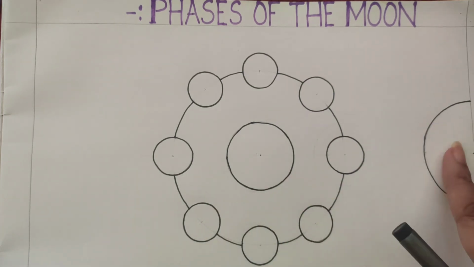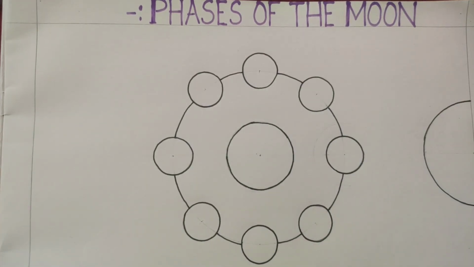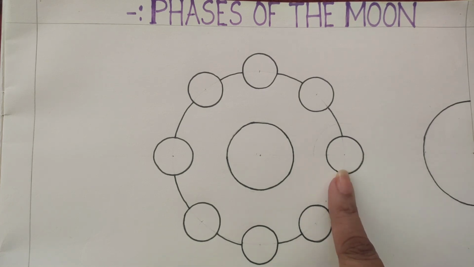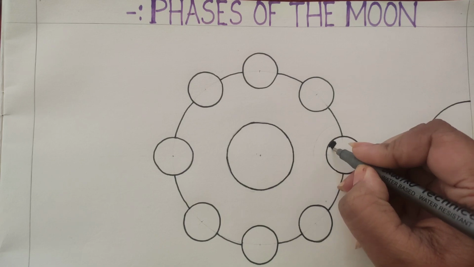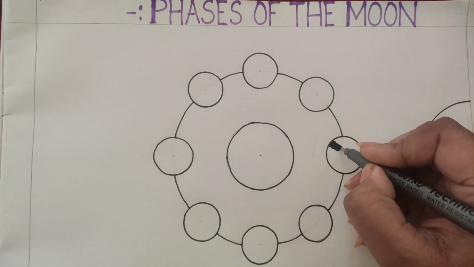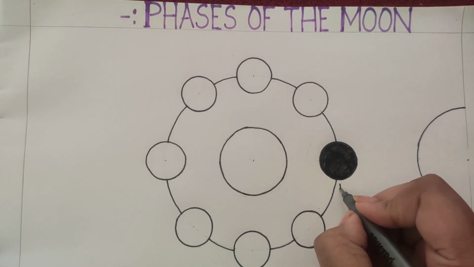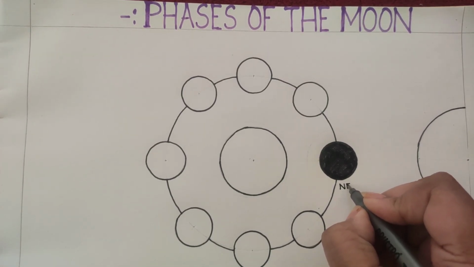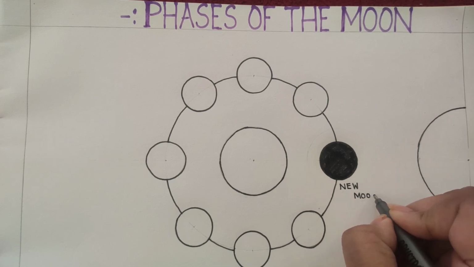So this is your sun, this is your earth, and these are your moons, the different phases of your moon. The first phase is the new moon phase. In the new moon phase, the moon is not at all visible to anyone. In this phase you're going to color the entire moon black because the moon is invisible. This is the first phase, called the new moon phase.